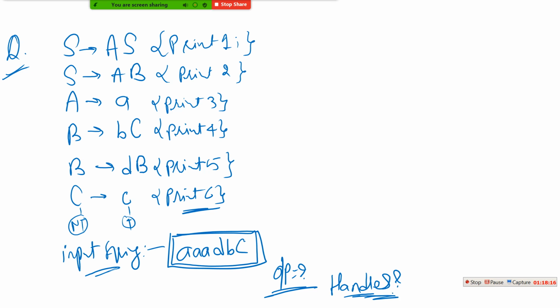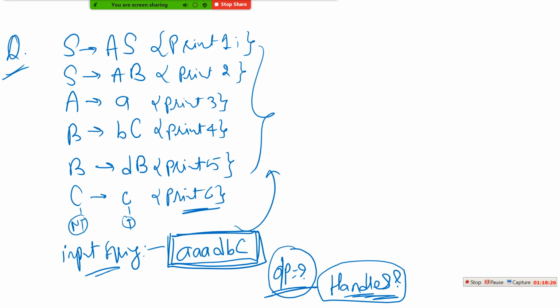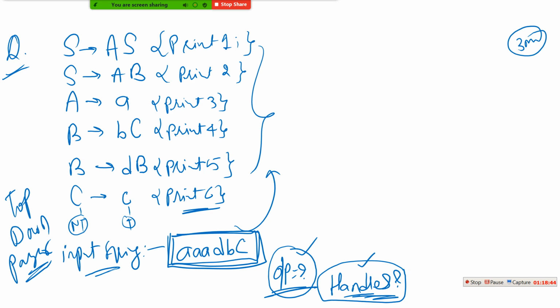How many handles are you getting while parsing this string on this grammar? What is the output, and how many handles are you getting while solving this using a top-down parser? Using a top-down parser, guys, what is the output and how many handles are you getting in the semantic tree? Please answer me. I am again giving 3 minutes so that you can answer it.